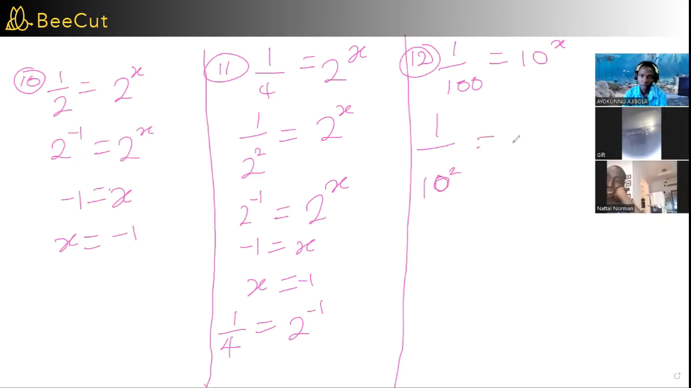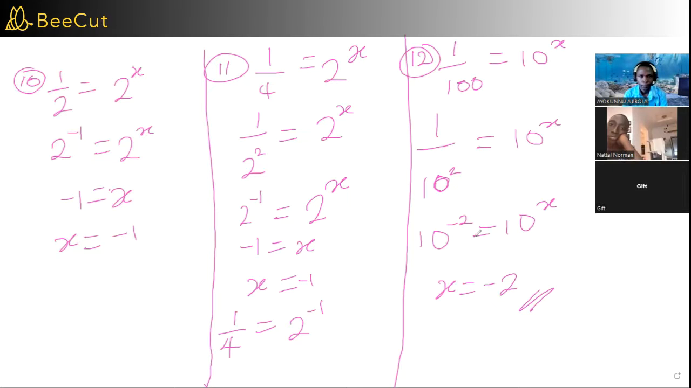1 over 10 squared equals 10 raised to power x. Then here it becomes 10 raised to power minus 2 equal to 10 raised to power x. Then we can say x equals minus 2. And that solves the 12 questions.